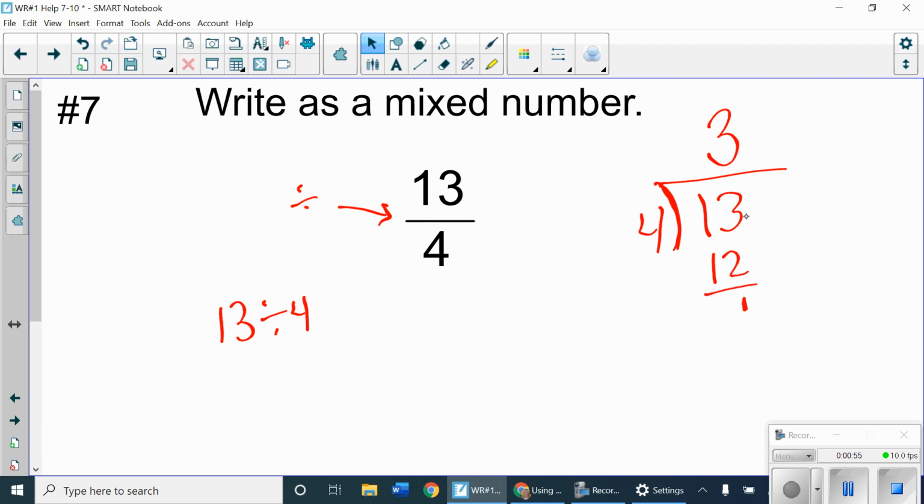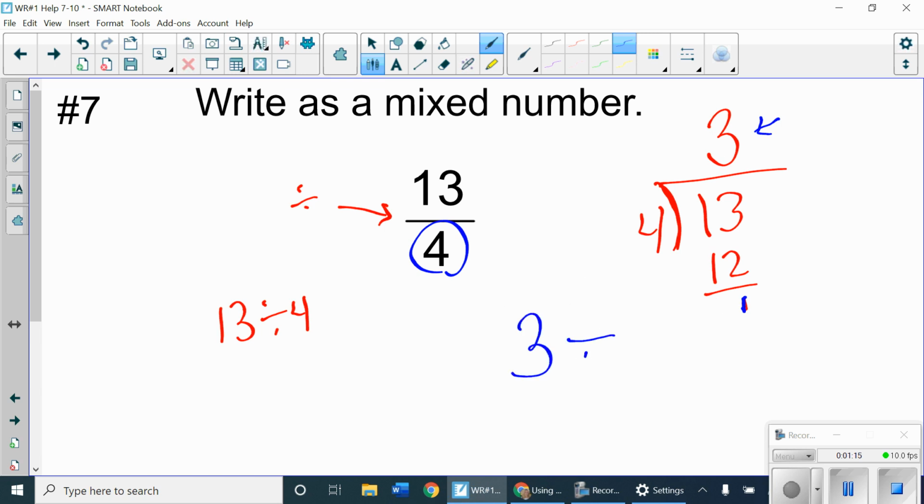So these 3 numbers need to go in your mixed number. This is your whole number. Your 4 is always your denominator, and this little tiny remainder, that's your numerator. So here's how you write it. 3 wholes. Your fraction is in fourths, and this is the 1 part left over.